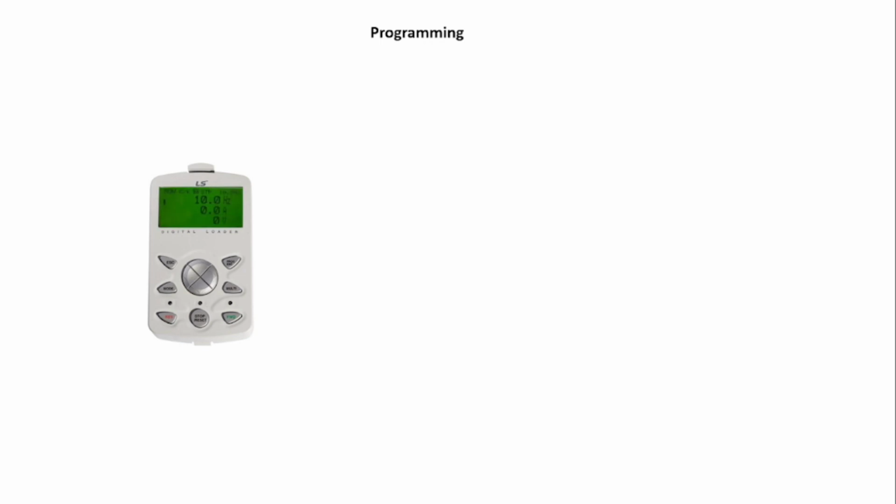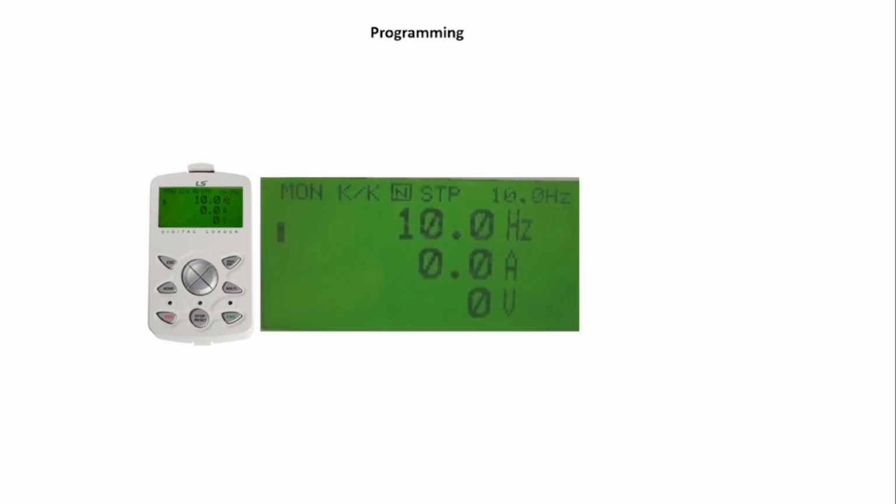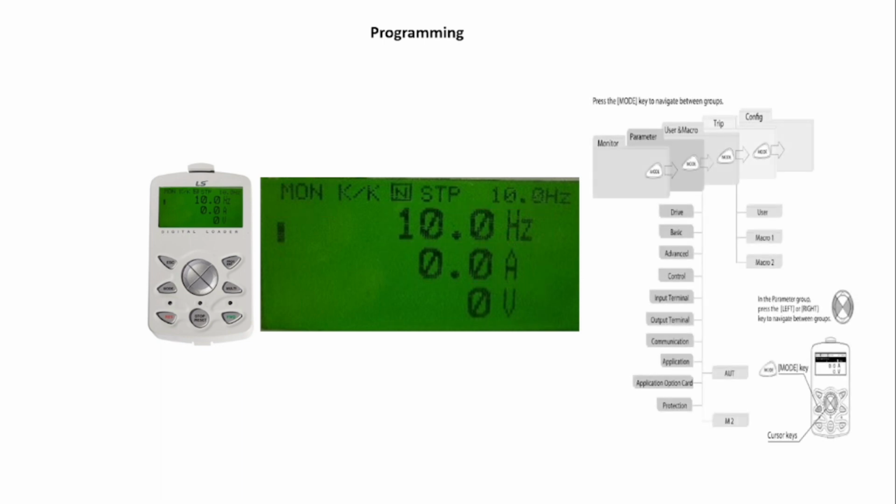After skipping Start Easy Set, it displays Monitor Mode, indicated by three letters on the top left corner of the display. In this mode, we can monitor inverter operation information like output frequency, current, and voltage. We can switch from monitor mode to other modes like parameter, user and macro, trip, and configuration mode by pressing the mode key. Parameter mode is mainly used to configure functions required to operate the inverter.